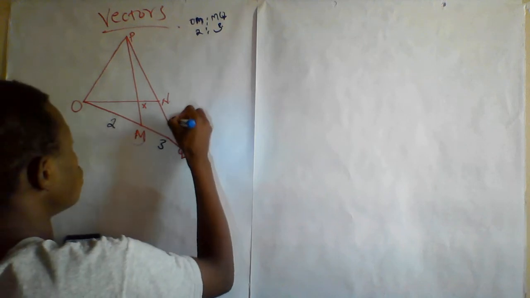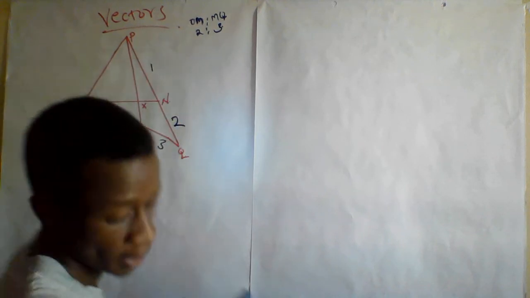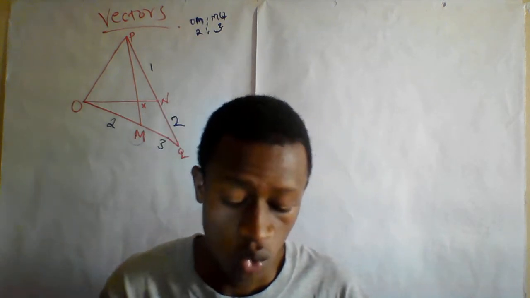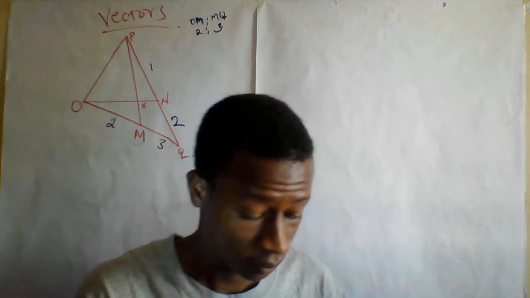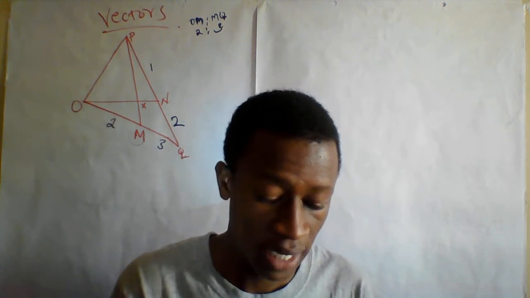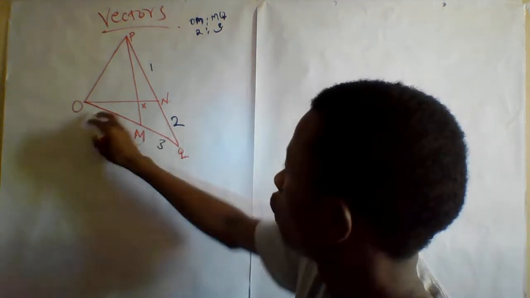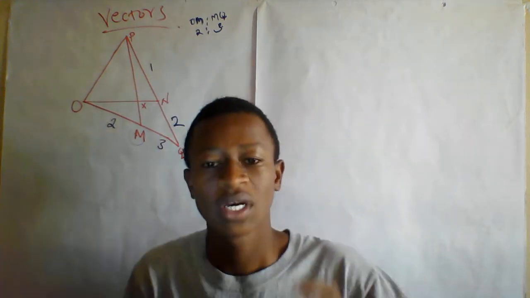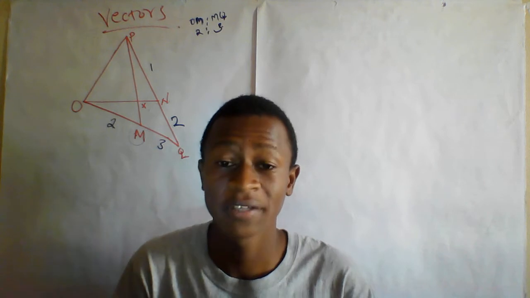QN is to NP, 2:1. Student, until that point we are together. Then ON and PM intersect at the point X.